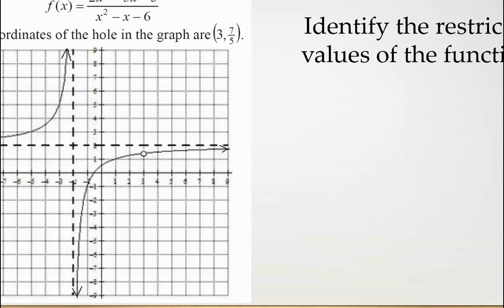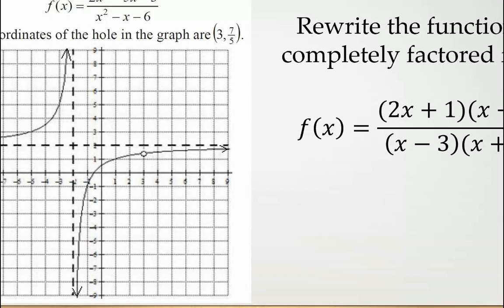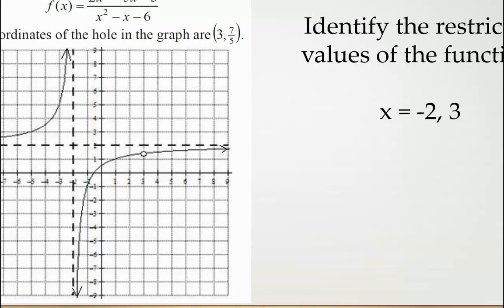Now we're going to identify the restricted values. This would be the vertical asymptote at -2 and the hole, which is 3. You could also take a look at setting the two factors in the denominator equal to 0 and solving. If you set x minus 3 equal to 0, you get 3, and if you set x plus 2 equal to 0, you get -2. So our two restricted values are -2 and +3.